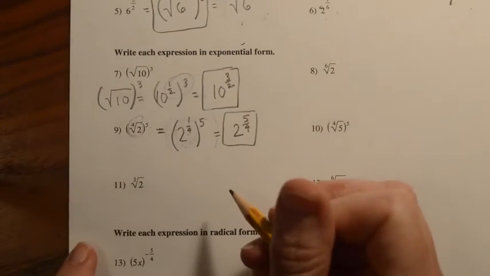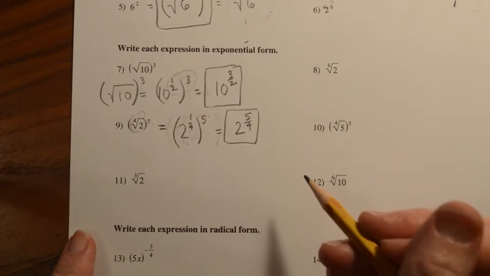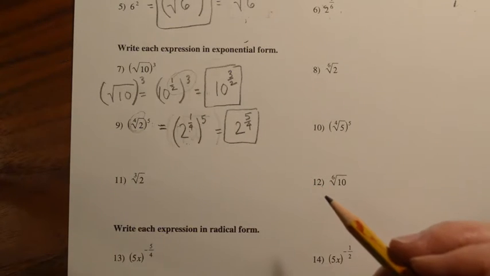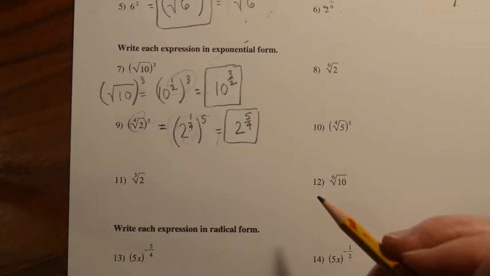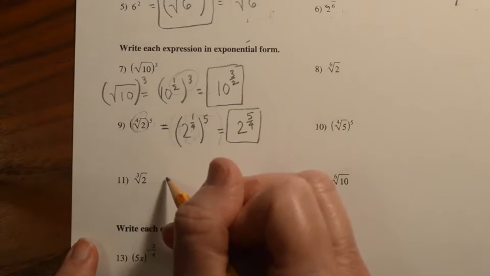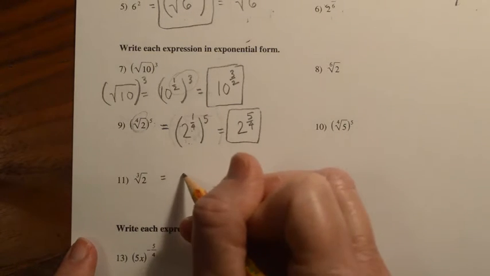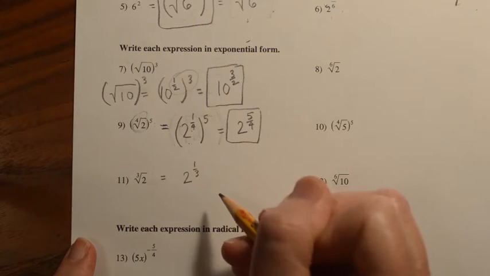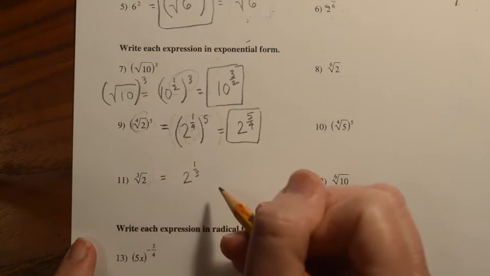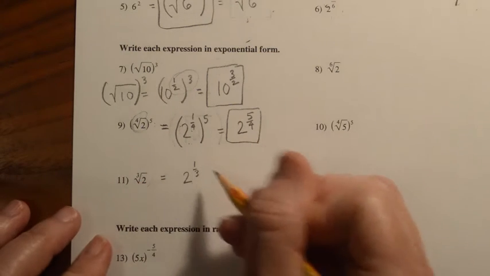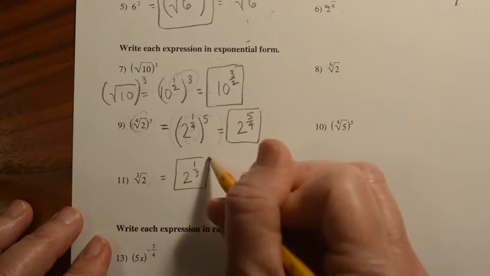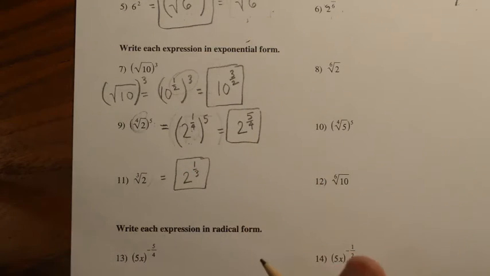All right, pause the video, and I want you to do number 11 on your own. Okay, so then this should be just 2 to the 1/3 power. There is no power on the outside of it that would give it an exponent other than 1 in the numerator. So it's just 2 to the 1/3.